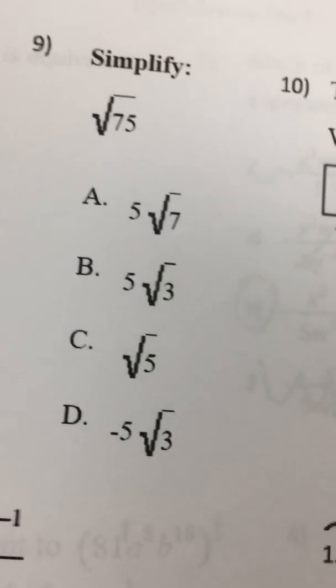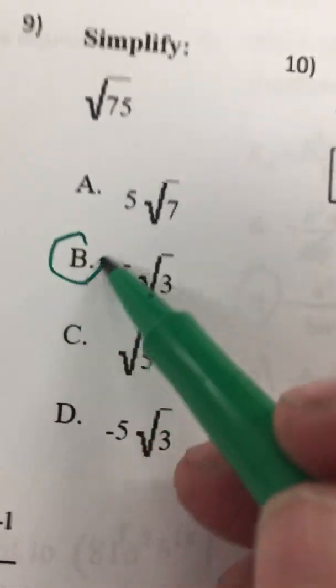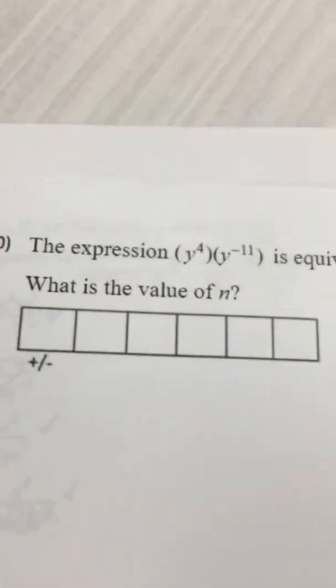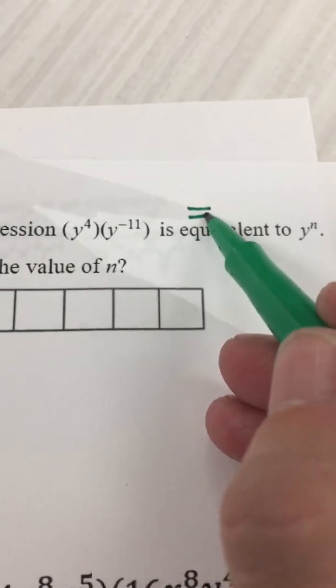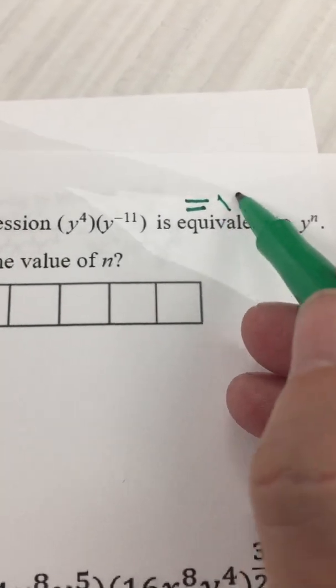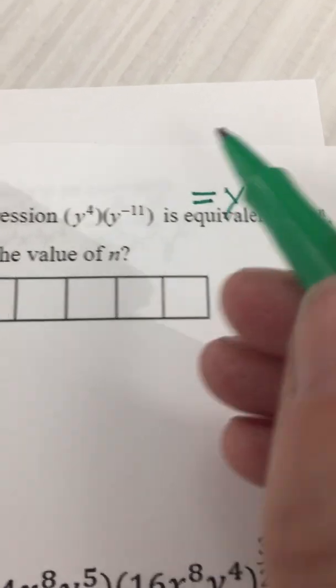Hopefully you paused the video. Hopefully you've come back now and the answer was B. I hope you all got B. These are easy questions on the test and they're easy questions on the STAR test. The expression, here's my expression, is equivalent to. That means this is equal to, and this is y to the n. I'm just going to copy this down.